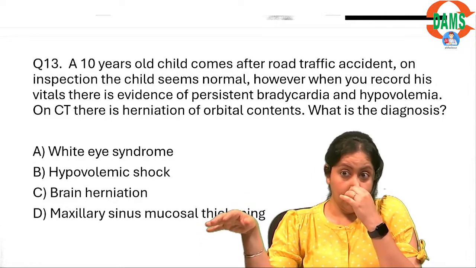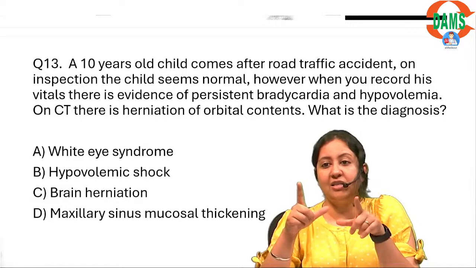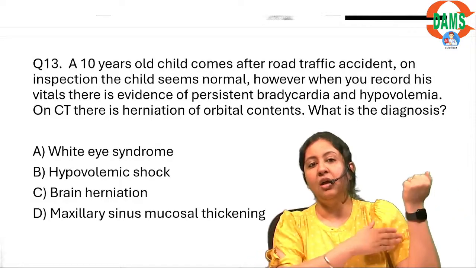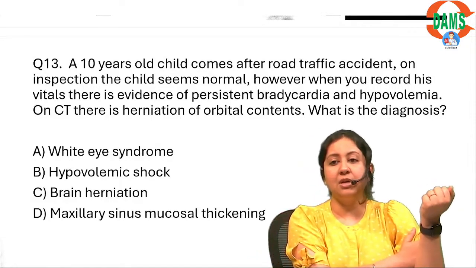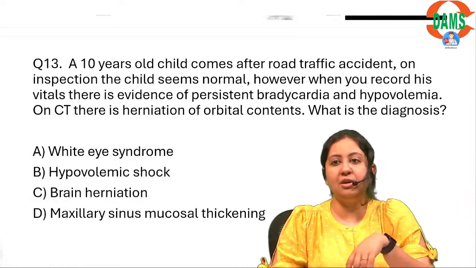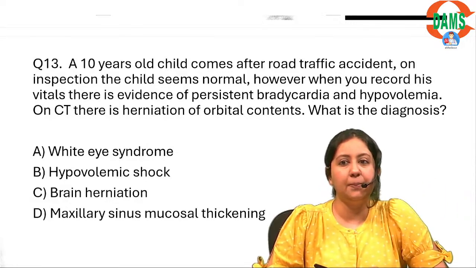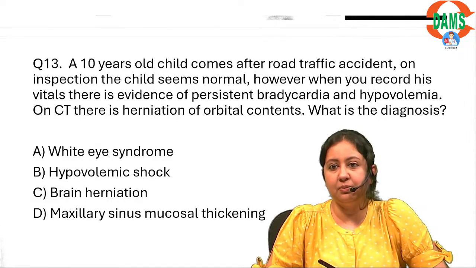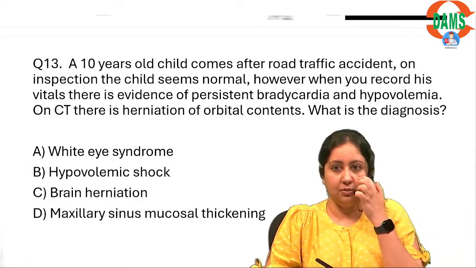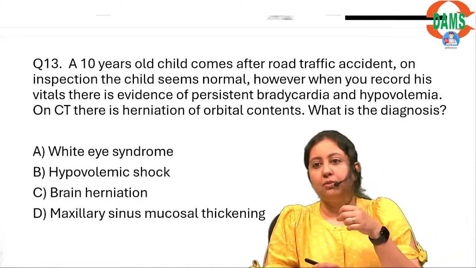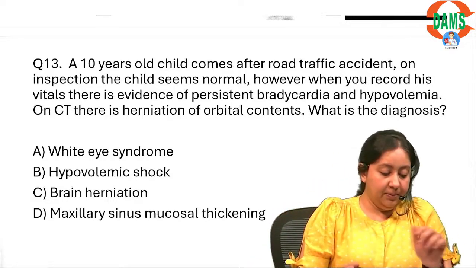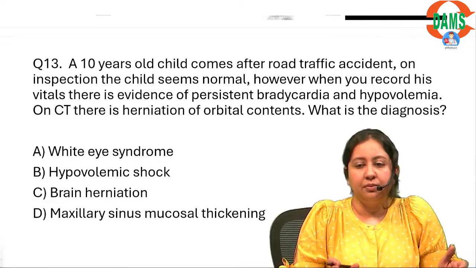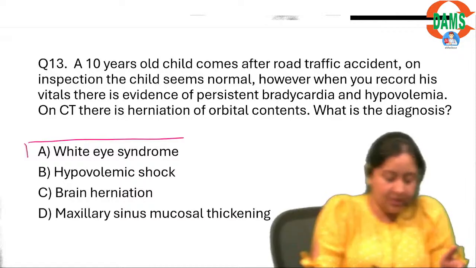So I have also given you that example in the class. If I lift dumbbells or weights in the gym only in one hand, my biceps are going to be stronger only in that hand. Please remember that example. Okay, getting back to question 13. More answers to question 13. The correct answer here is white eye syndrome.